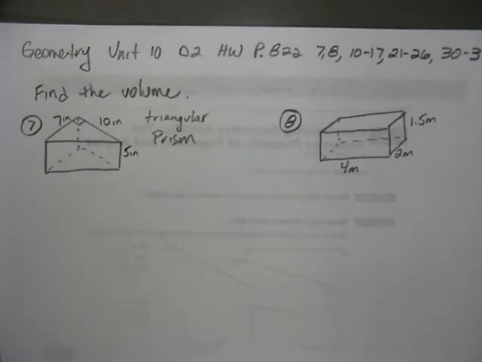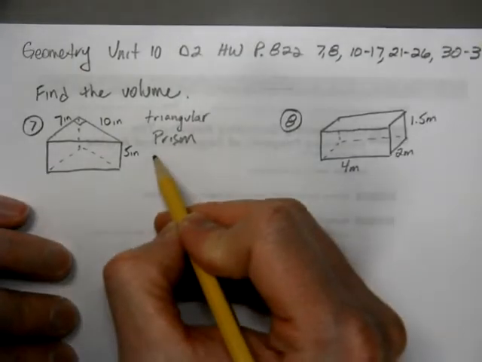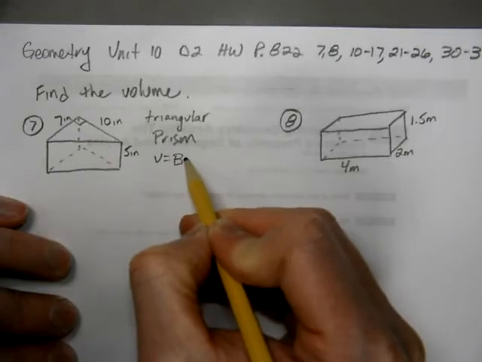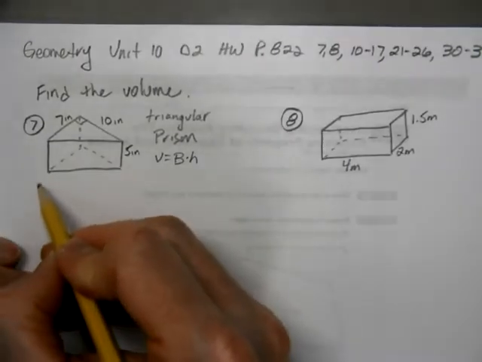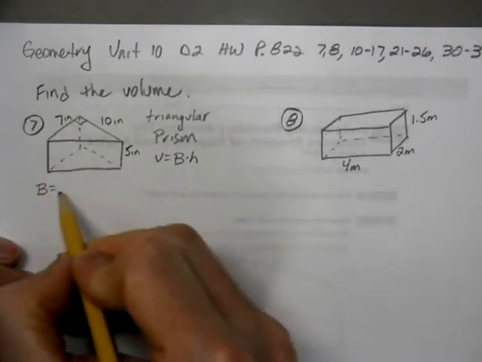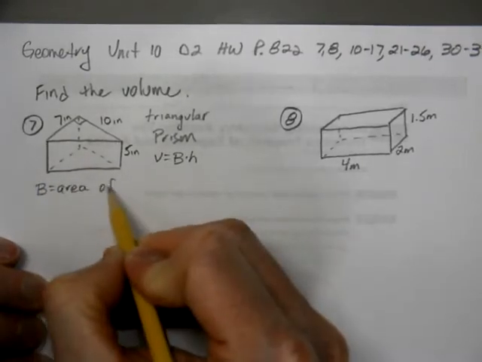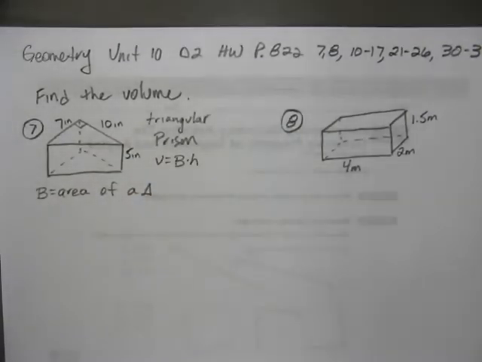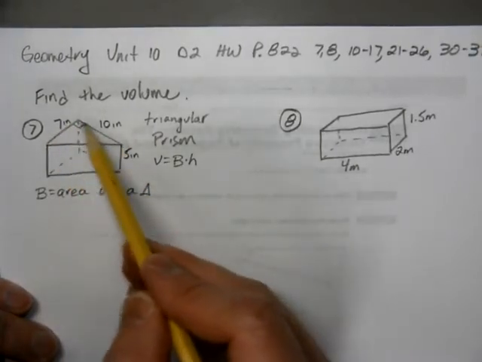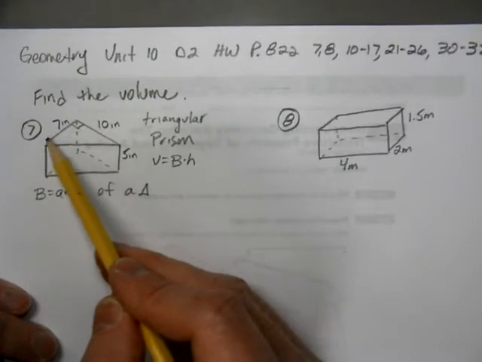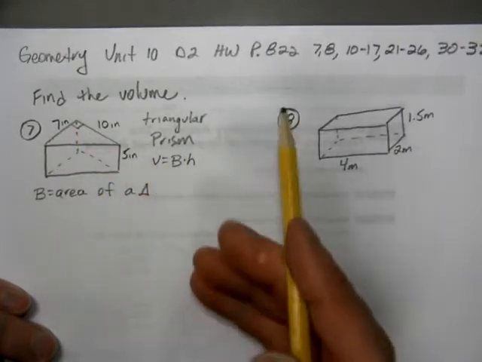So to calculate the volume of a prism, I need to figure out the base area times the height. Well, the base area, the capital B, is the area of a triangle. We know the area of the triangle is half a base times height, and the base and the height have to be perpendicular to each other. Here they do have two sides of the triangle that are perpendicular to each other, so we can call one side the base and one side the height of the triangle.